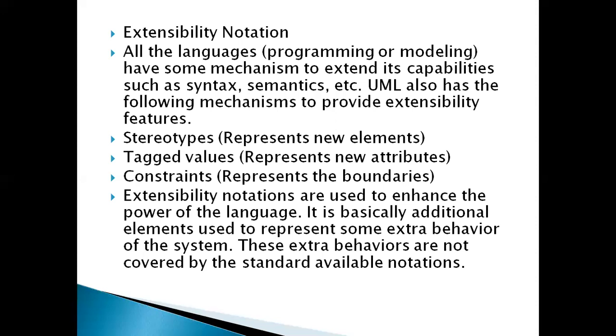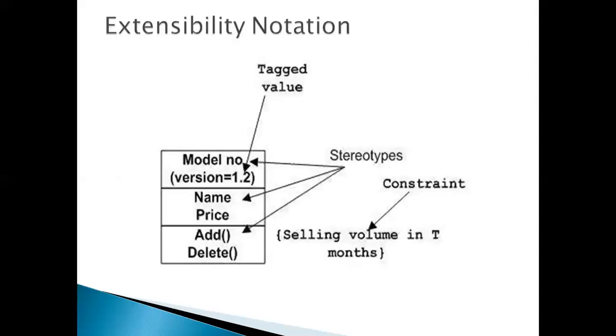Stereotypes means what? Represents new elements. Tagged values represent new attributes. Constraint represents boundaries. See here, stereotypes represent what? New elements. Here tagged value is what? New attributes. Constraint means boundaries.